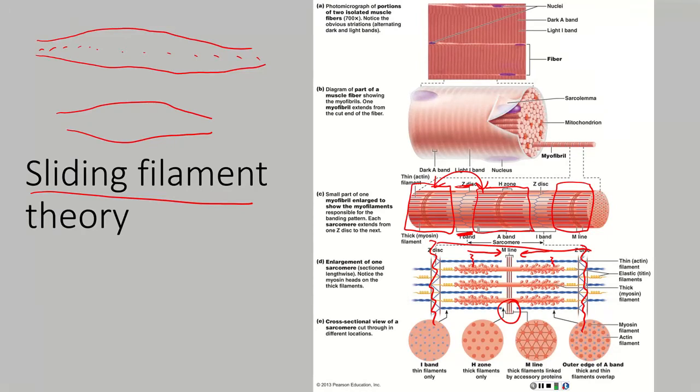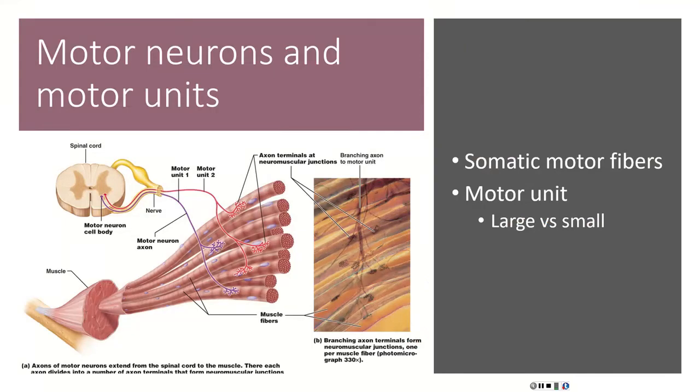But that still doesn't tell us what's going on to cause this sliding filament to happen. And that's what the rest of today's lecture is going to look at. We're going to look at all of the details that are going on inside of a muscle cell that cause these contractions to happen. So let's learn some terms. Let's talk about motor neurons, motor units, and somatic motor fibers.